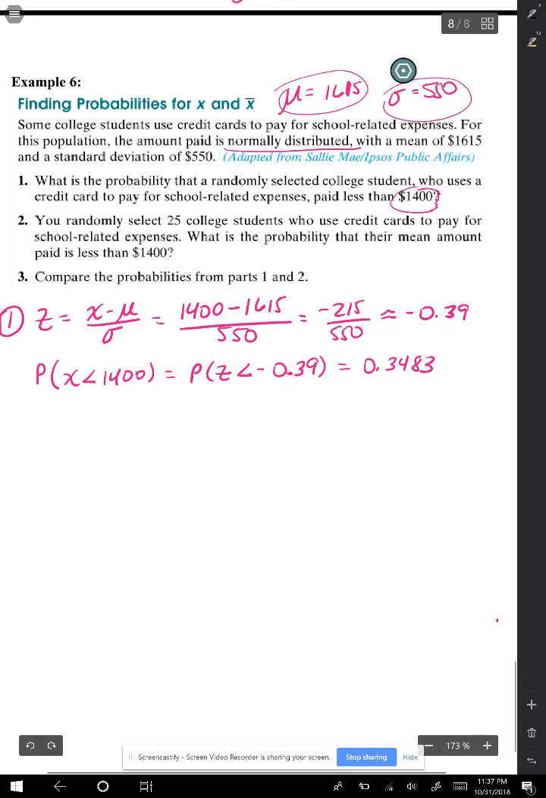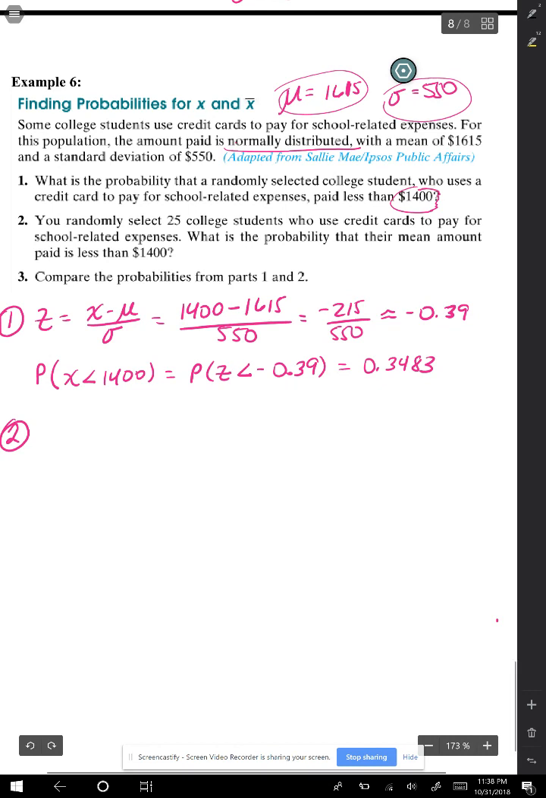Like I showed you on the previous step, you can use the tables that I've told you to print out earlier to find these probabilities. So what we were asked to find is the probability associated with a certain value of the random variable x. And then we found the z-score and then the probability. On part 2, it says you randomly select 25 college students who use credit cards to pay for school-related expenses. What is the probability that their mean amount is less than 1400?